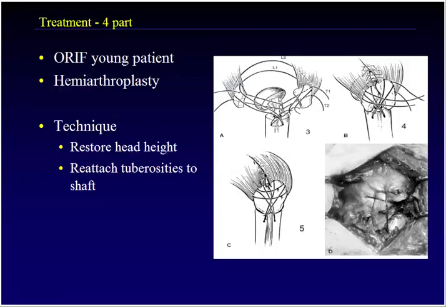Now, in a young patient with a four-part fracture, that's a very severe injury. Again, both the greater and lesser tuberosity are disrupted, and that's the young patient where you would probably consider a hemiarthroplasty as the treatment of choice. With your technique, you want to restore the height of the proximal humerus, so avoid sinking the prosthesis down into the humeral shaft. And of course, it's very important that you reattach the tuberosities to the shaft to restore rotator cuff function to the patient.